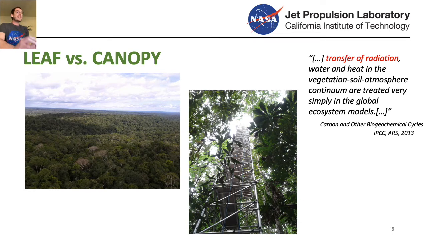And the second reason, actually the fifth reason that the IPCC report names for the disagreement between our Earth system models, is this one, and I quote: transfer of radiation, water, and heat in the vegetation-soil-atmosphere continuum are treated very simply in the global ecosystem models.